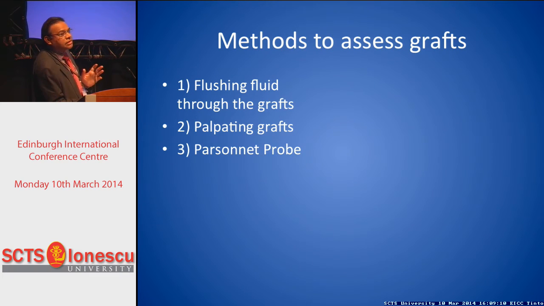So how do surgeons assess grafts? There are a variety of techniques, and these are usually subjective. Surgeons assess the resistance and perfusion beyond a graft by flushing fluid through the vein graft before restoring flow. They can observe and palpate the grafts after flow has been restored, and some surgeons would routinely insert a Parsonet probe through a partially completed distal anastomosis, and these are some of the techniques that surgeons use. However, these techniques are very subjective, and there is need for an objective method.